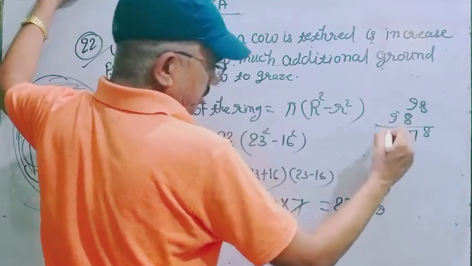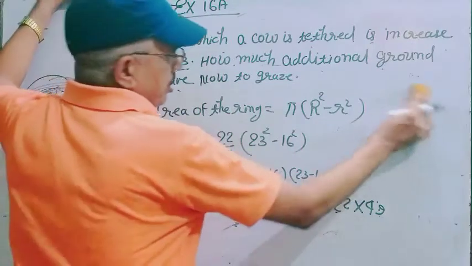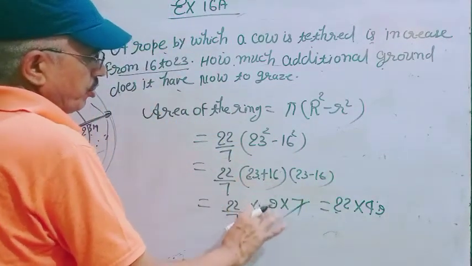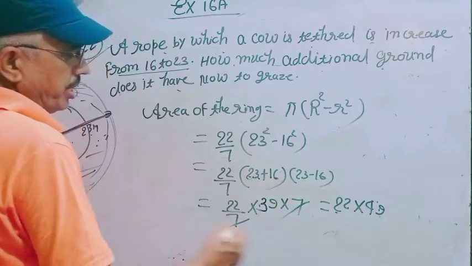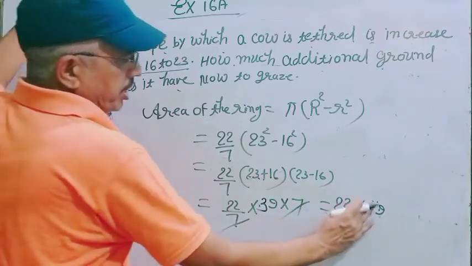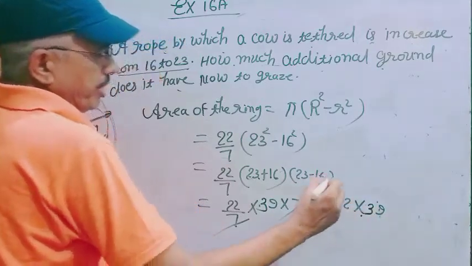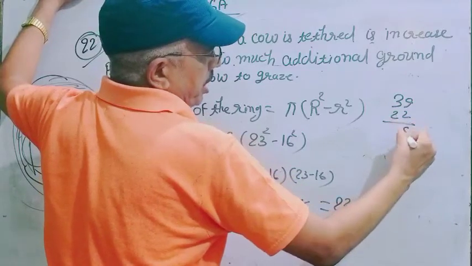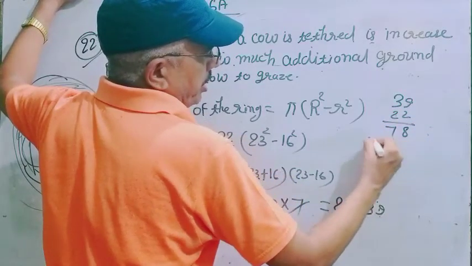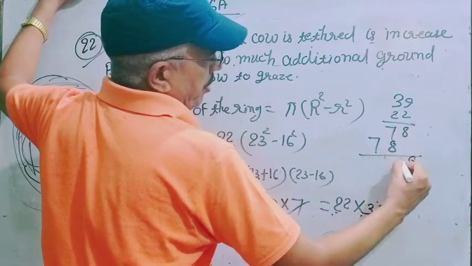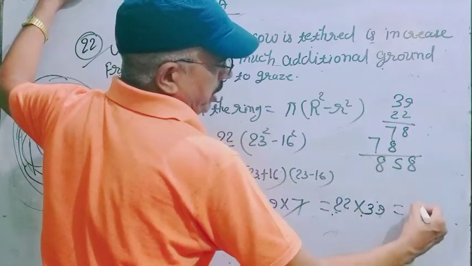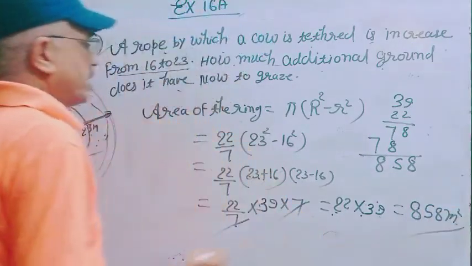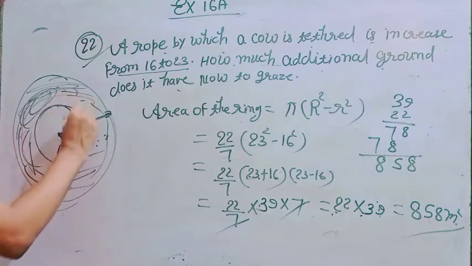Now you multiply here 6 and 39, and 2 and 13, that is 39. So you write here 39 into 22. So you multiply 39 into 22, that is 78 and 78, then get 858. So your answer will be 858 meter square. So your question is what is the additional ground that the cow can graze?